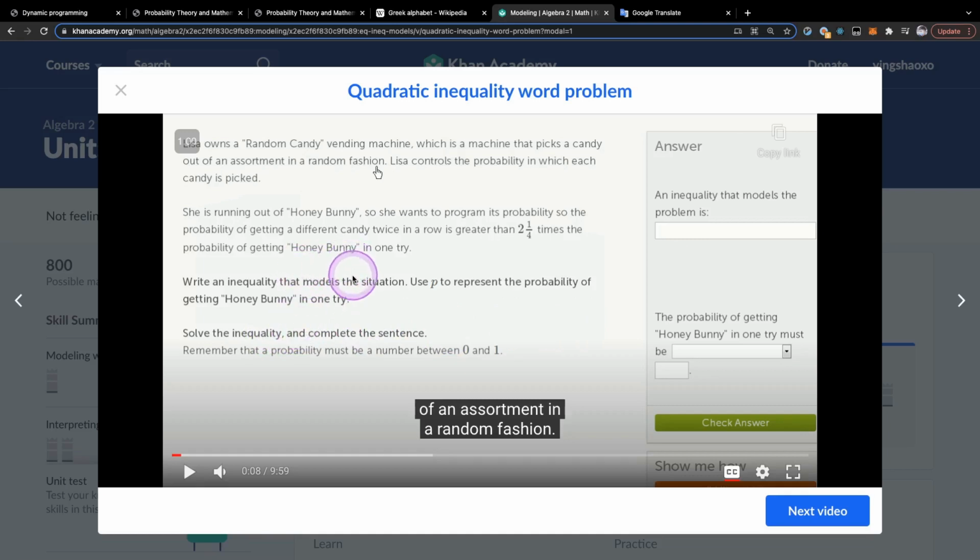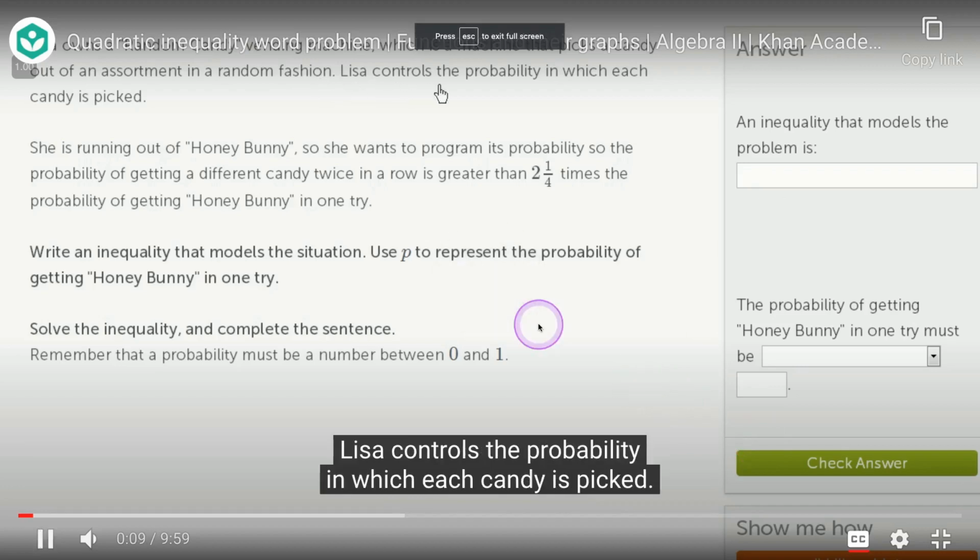So Honey Bunny is probably a brand for a candy. So yeah, this could be a little bit hard since I have no idea how to do that. Lisa controls the probability in which each candy is picked.